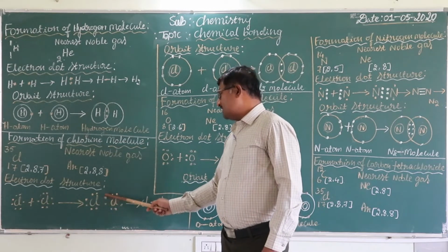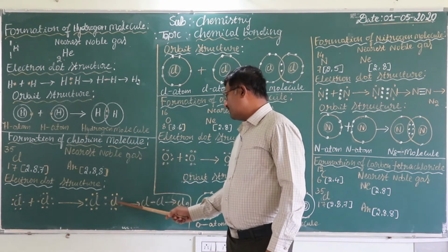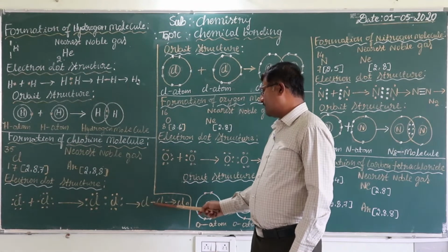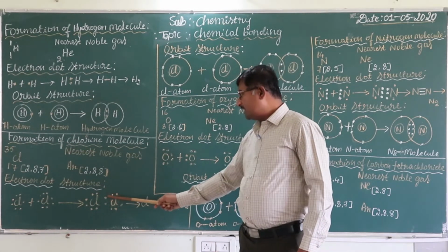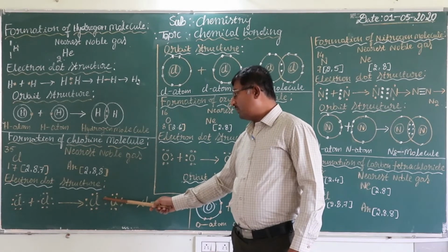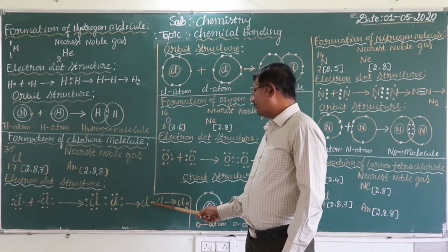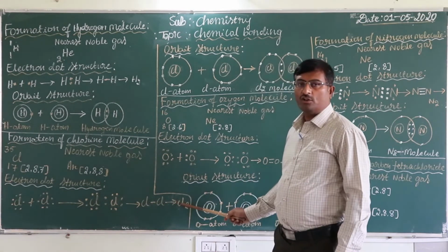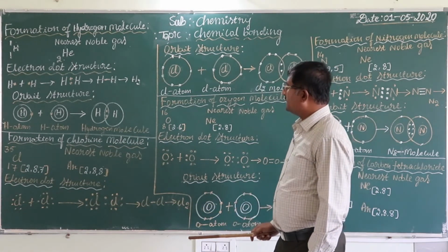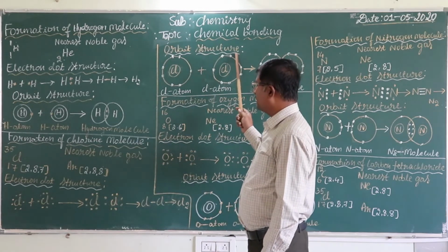See, one pair of electrons is shared between the two chlorine atoms, which means a single bond formation will take place. To form one single bond, at least two electrons are needed. So one pair of electrons will help to form one single bond between the two chlorine atoms, and like this the chlorine molecule will form. Now next we will go to the orbit structure.